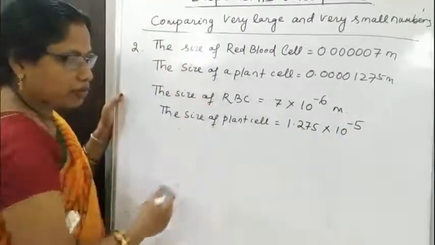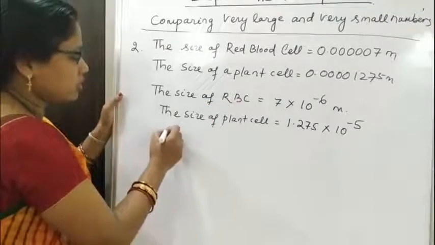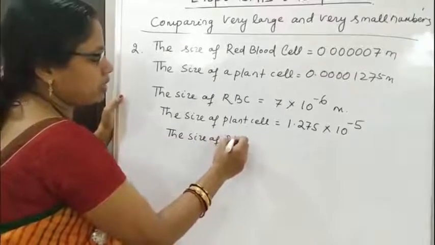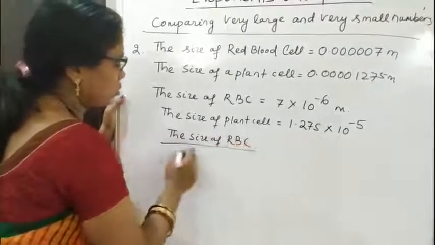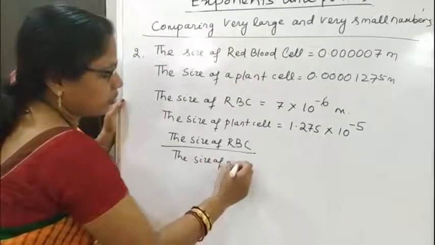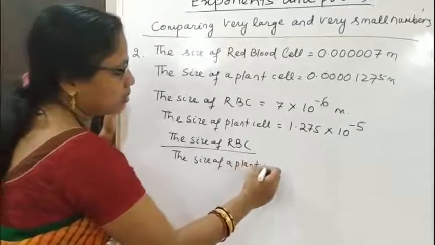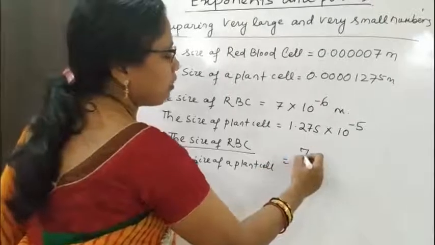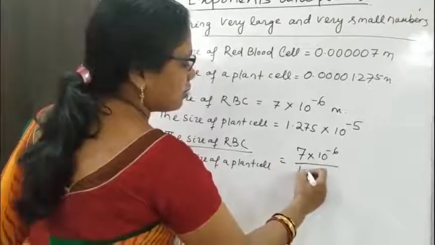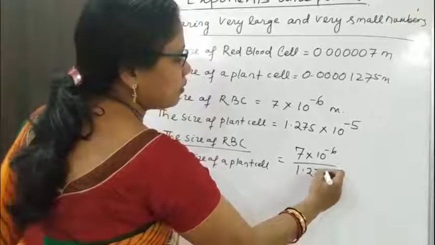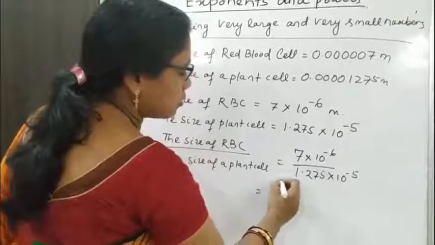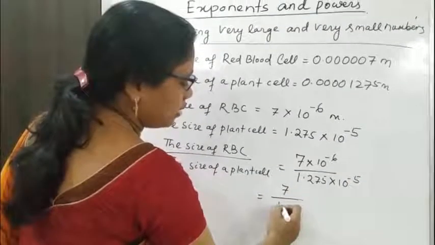So if we have to compare, then the ratio of the size of RBC to the size of plant cell is equal to 7 into 10 to the power minus 6 by 1.275 into 10 to the power minus 5. So this is equal to 7 by 1.